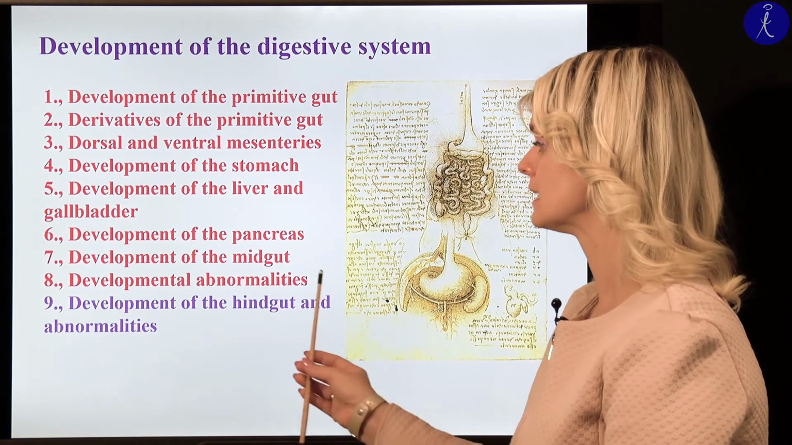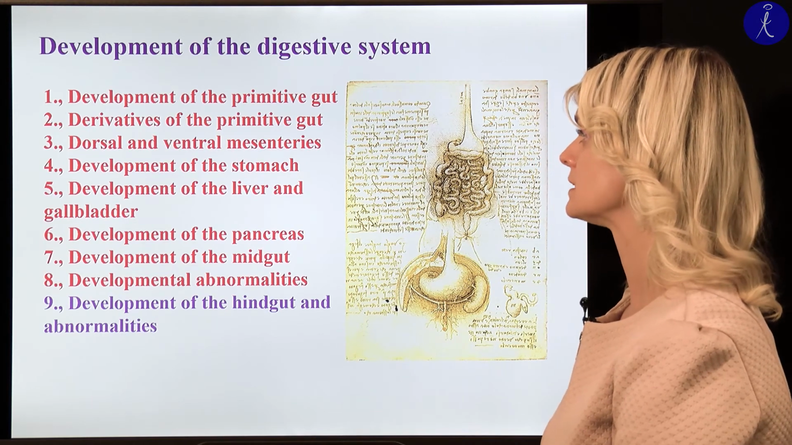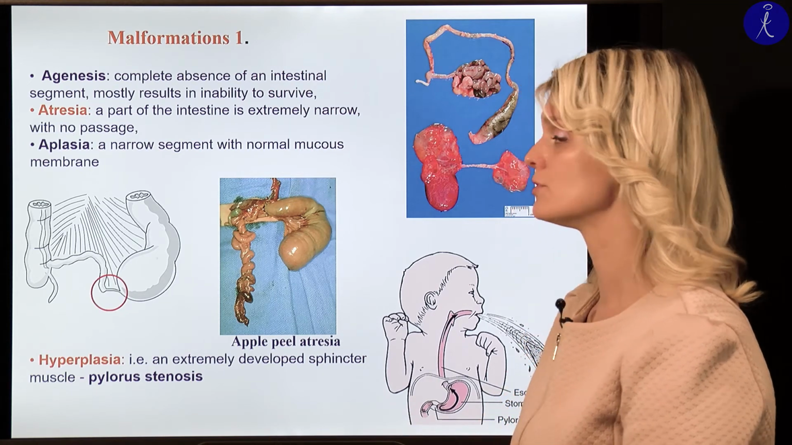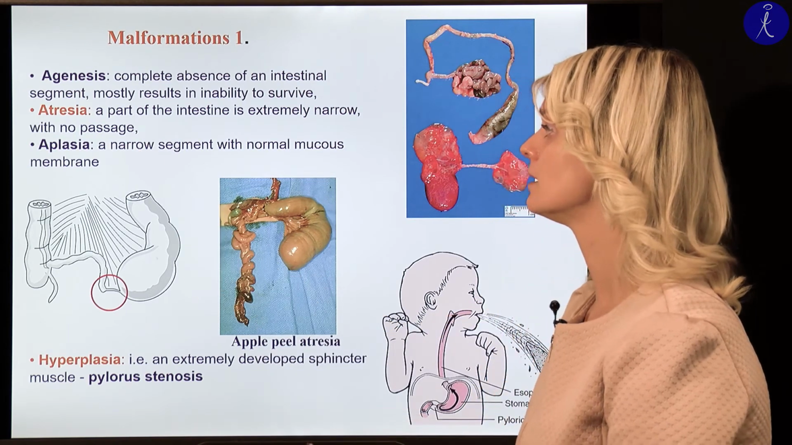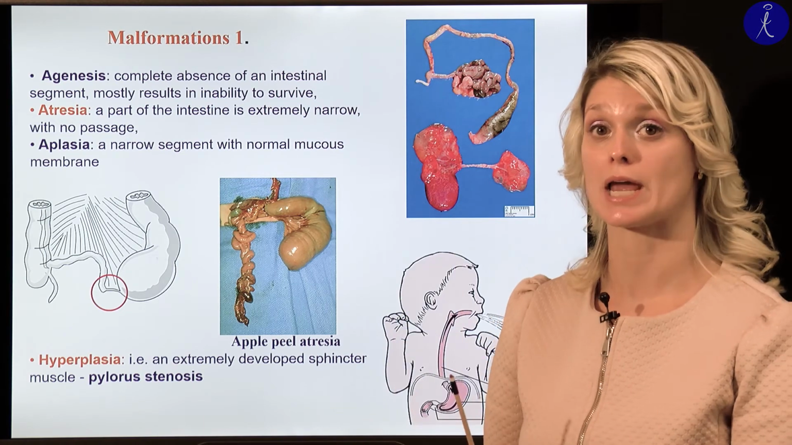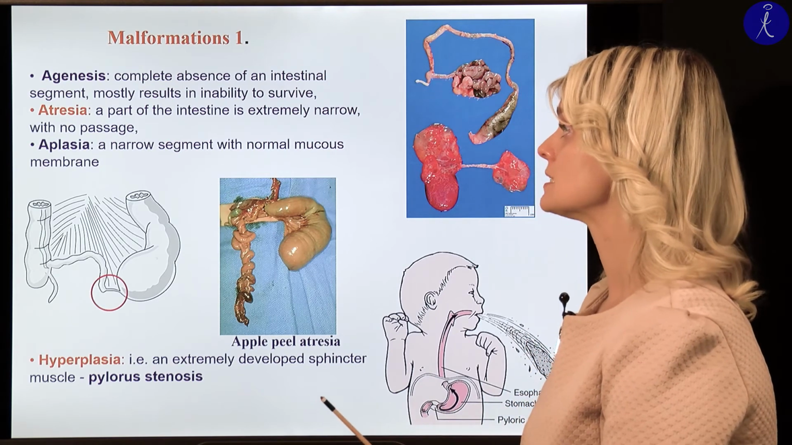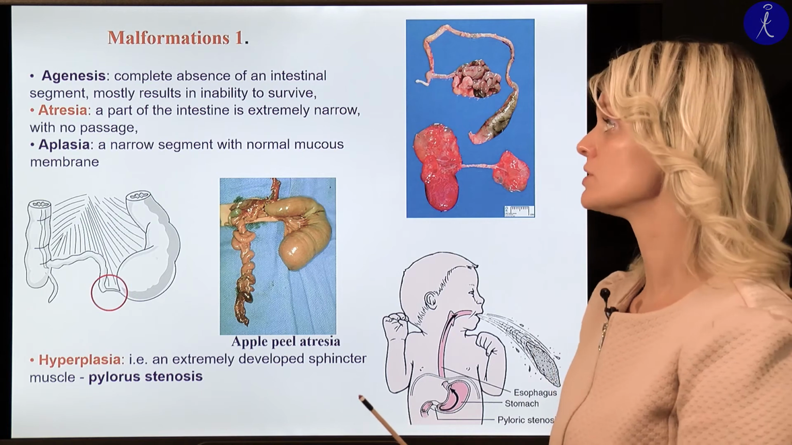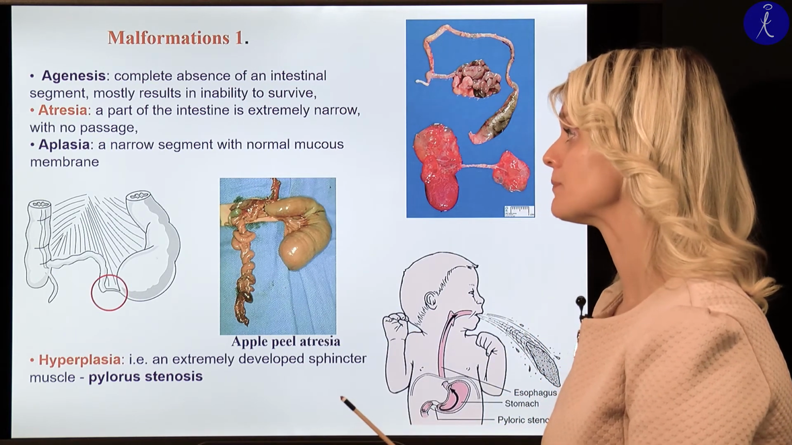And finally, let's see the abnormalities of the midgut in this portion. The abnormalities of the GI tract, here you can see the three main types of it. If we see a development of the Q-shaped organ, we can talk about agenesis, which means a complete absence of one intestinal segment, which is unfortunately a very severe abnormality.